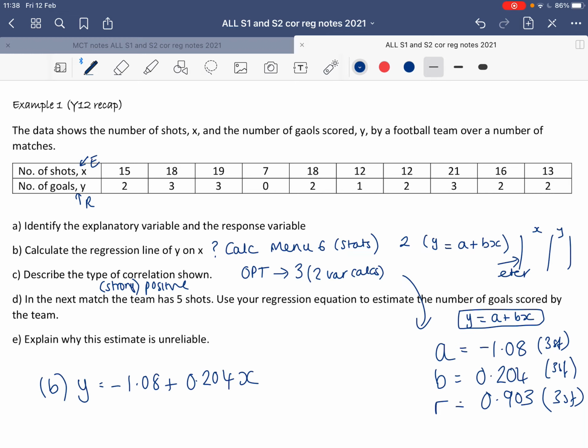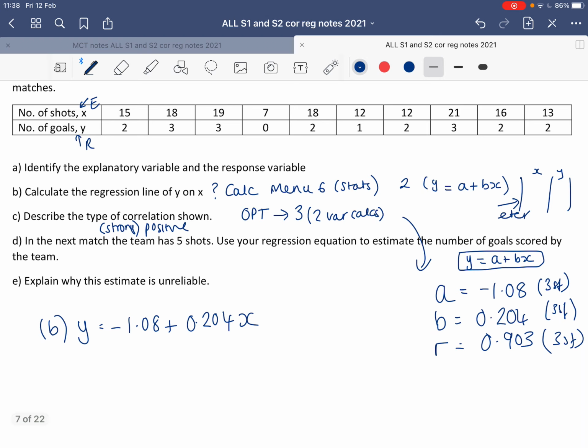In the next match, the team had 5 shots. Use your regression equation, so use this that we found in part B, to estimate the number of goals scored by the team. So for D, we're going to substitute in x equals 5. And that will give me this value here.